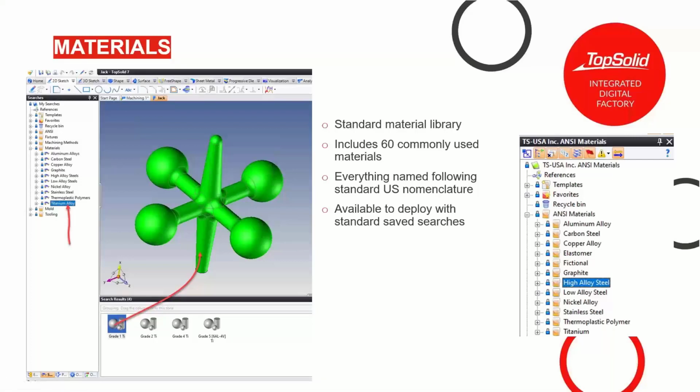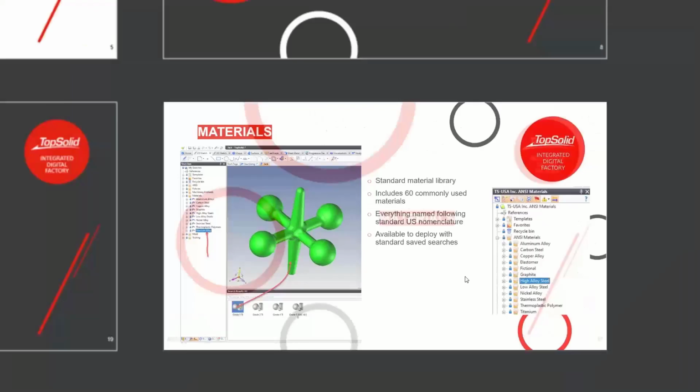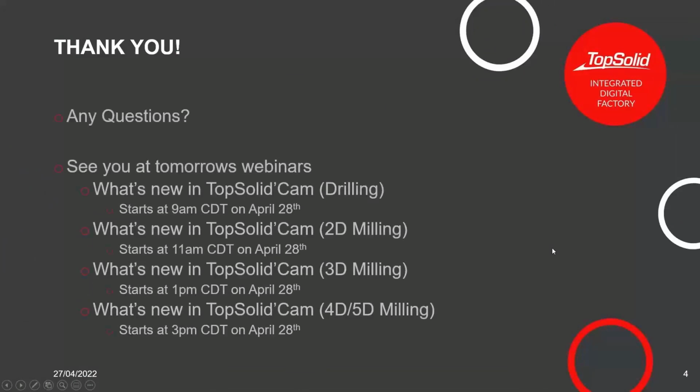In the future, we hope to add some other standard libraries, such as feeds and speeds libraries, which will be tied to these materials properly as well. So we're going to be continuously working on these types of value-added items in the months to come. Okay? With that said, that is the end of this presentation.